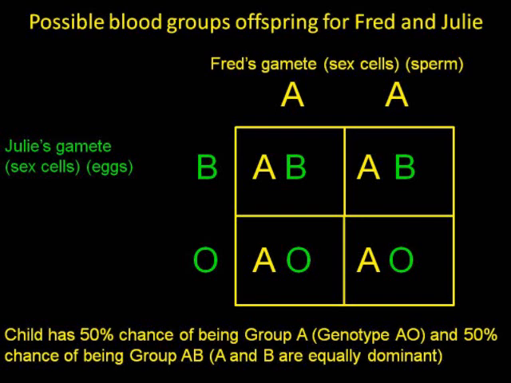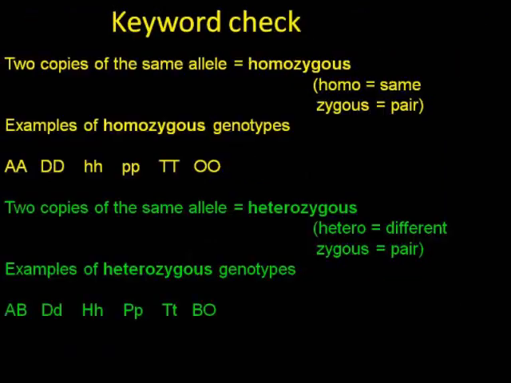And as you can see, there are 2 possibilities. There is a 50-50 chance of the child being either genotype AB or genotype AO, and that would mean phenotype blood group AB or phenotype blood group A. Similar Punnett squares to this can be used for lots and lots of different inheritance questions. It could be inheritance of a dominant disease or a recessive genetic disease or eye colour or earlobe shape or anything like that. So be prepared for those.